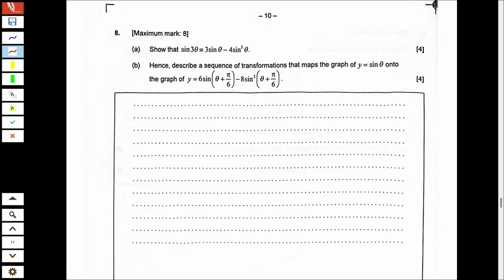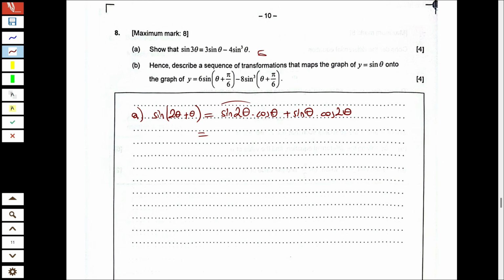Question 8, show that sine 3 theta equals 3 sine theta minus 4 times sine to the power of 3 theta. I will write, instead of sine 3 theta, 2 theta plus theta. And if you apply the compound angle property, it will be sine 2 theta times cosine theta plus sine theta times cosine 2 theta. And I know that the question is all with sine theta. There is no cosine theta, so I will change cosine theta to sine theta if it is possible.